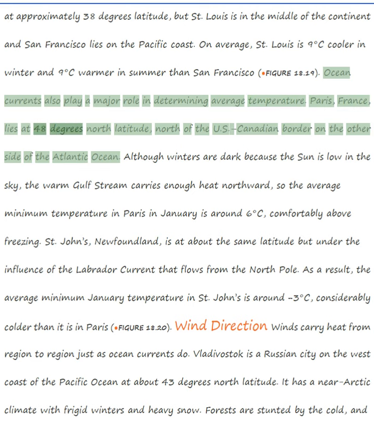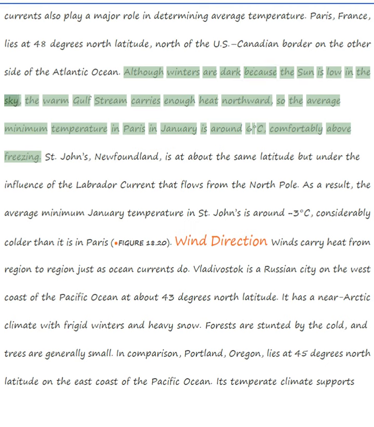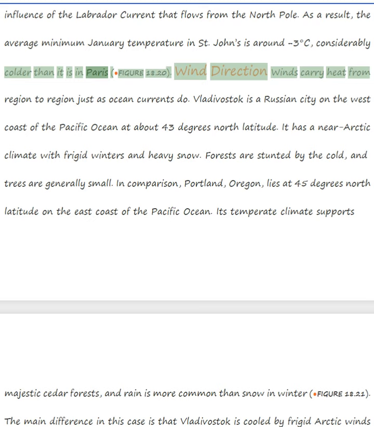Ocean currents also play a major role in determining average temperature. Paris, France, lies at 48 degrees north latitude, north of the U.S.-Canadian border on the other side of the Atlantic Ocean. Although winters are dark because the sun is low in the sky, the warm Gulf Stream carries enough heat northward, so the average minimum temperature in Paris in January is around 6 degrees Celsius, comfortably above freezing. St. John's, Newfoundland, is at about the same latitude but under the influence of the Labrador Current that flows from the North Pole. As a result, the average minimum January temperature in St. John's is around 3 degrees Celsius, considerably colder than it is in Paris.